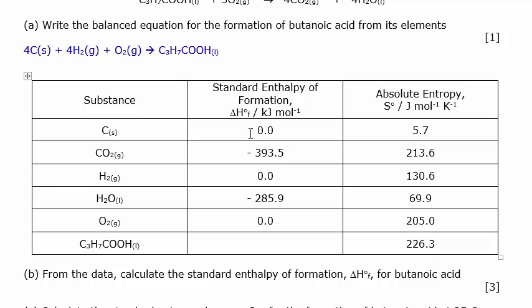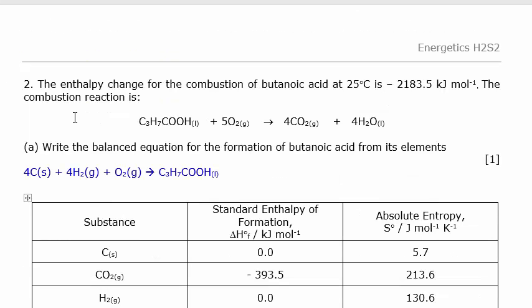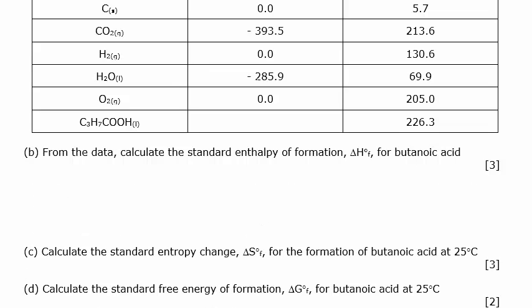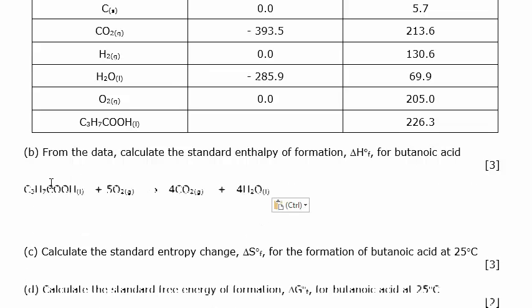Now, we're given up here the combustion equation, and we know the enthalpy change for this combustion equation, so I'm going to write this one down. Let's get a bit of space here and put this down here. Delta H is minus 2183.5 kilojoules.